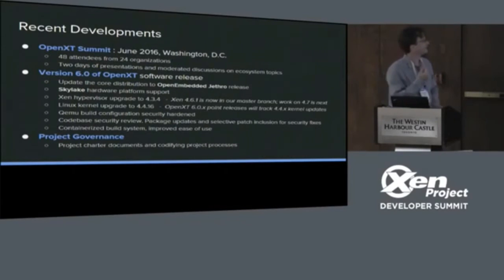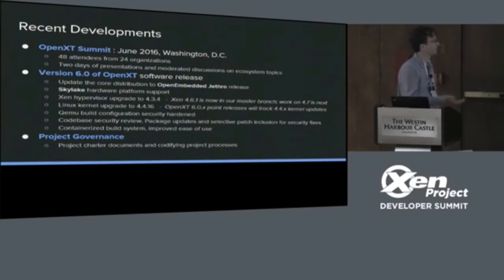Okay, so I think that's the end of my talk about what OpenXT is and the distinguishing aspects of it, and moving on to what's been happening more recently. So in June we had our first hopefully annual OpenXT Summit in Washington, DC, with a large group of people from 24 different organizations who are interested in the work that we do, looking to participate and potentially make use of OpenXT.